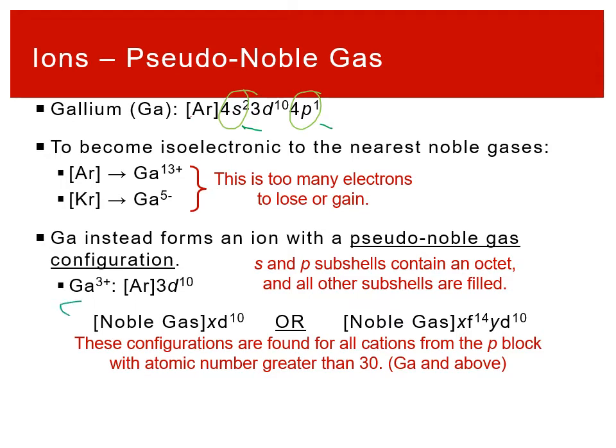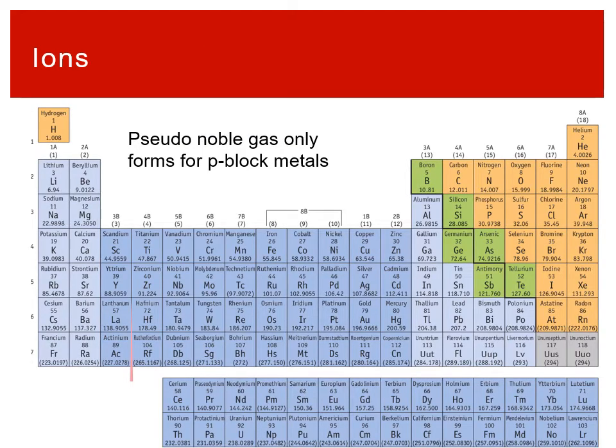Gallium is in column 3A. It tends to always form 3+. This is also how we can explain aluminum. Previously, we just said aluminum was 3+. It does always form 3+ based on these noble gas ideas as well.